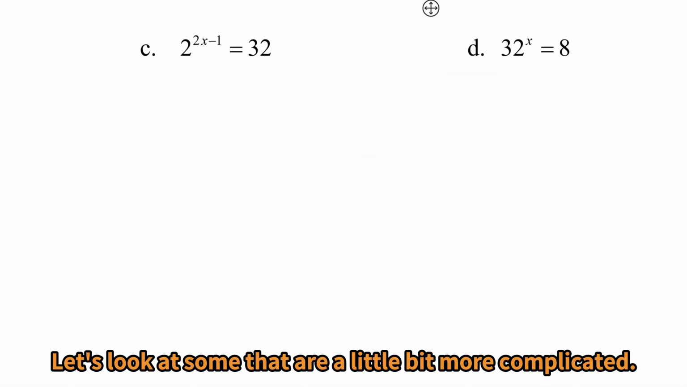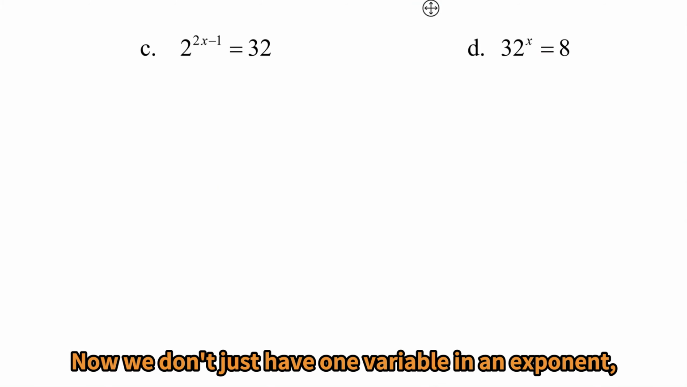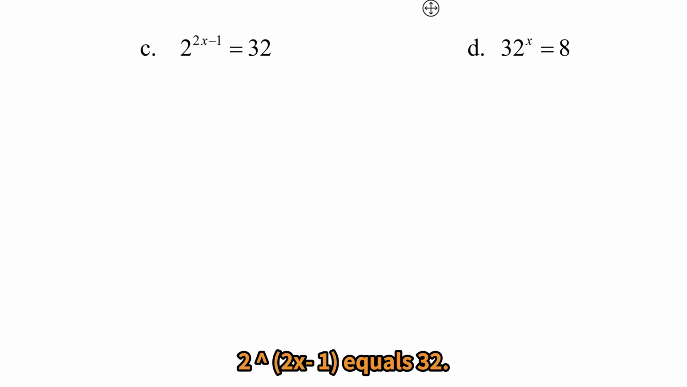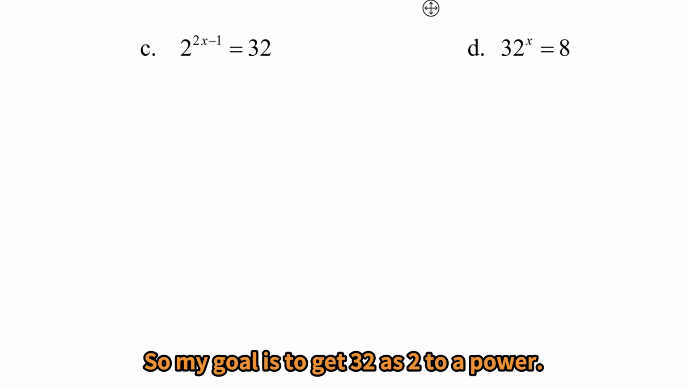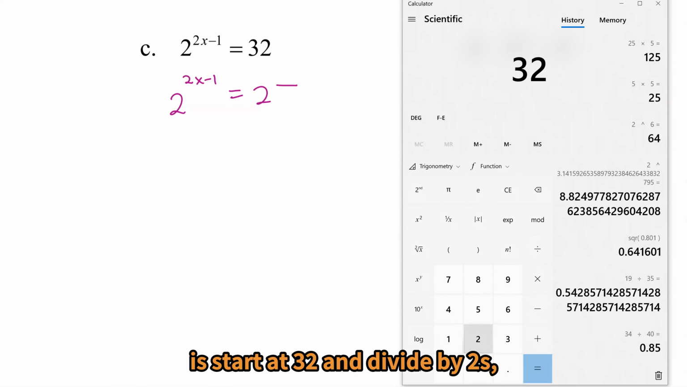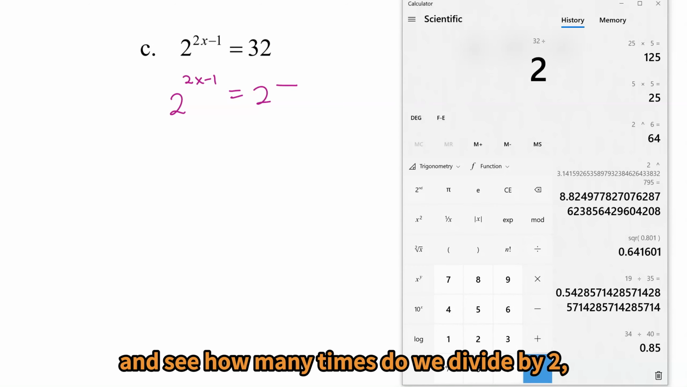Let's look at some that are a little bit more complicated. Now we don't just have one variable in an exponent, we have a linear expression, 2x minus 1. 2 to the power 2x minus 1 equals 32. We need to write them as the same base. 2 is as small as I can go, so my goal is to get 32 as 2 to a power. So I have to figure out what that power is. Another strategy that we can use to do that is start at 32 and divide by 2's and see how many times we divide by 2 to get our answer.